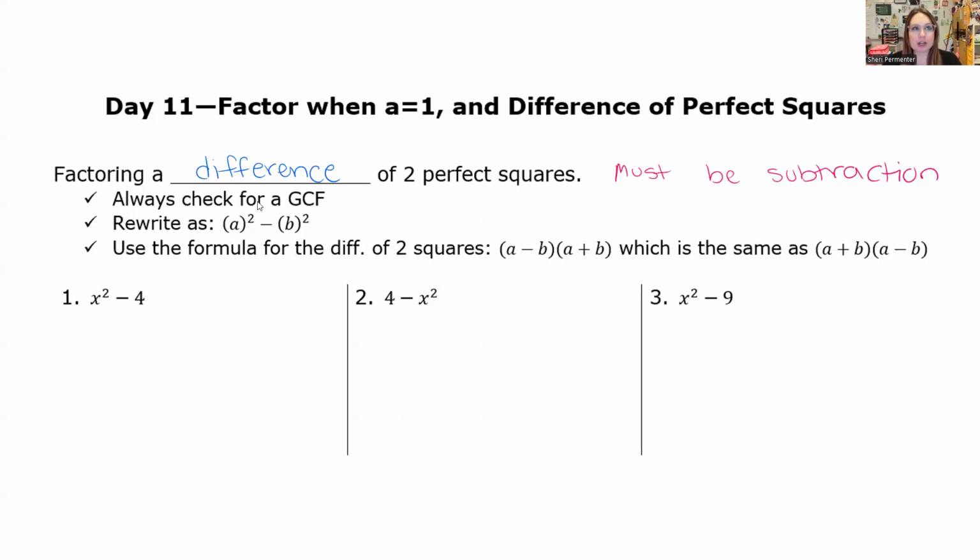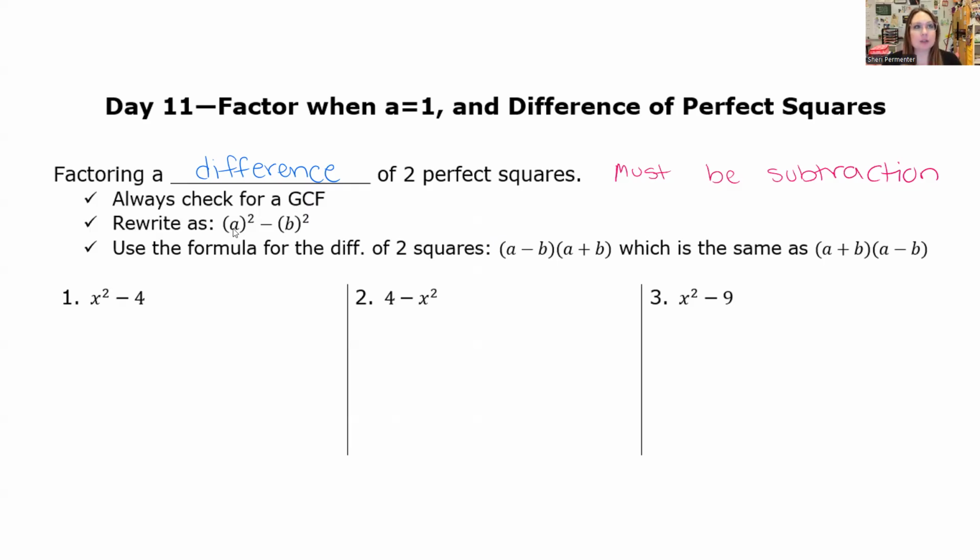Also, we want to always check for a GCF. GCF stands for the greatest common factor, and I'm going to show you how to work those problems down at the bottom of the page. Next, they have to be perfect squares. So it has to be something squared minus something squared.